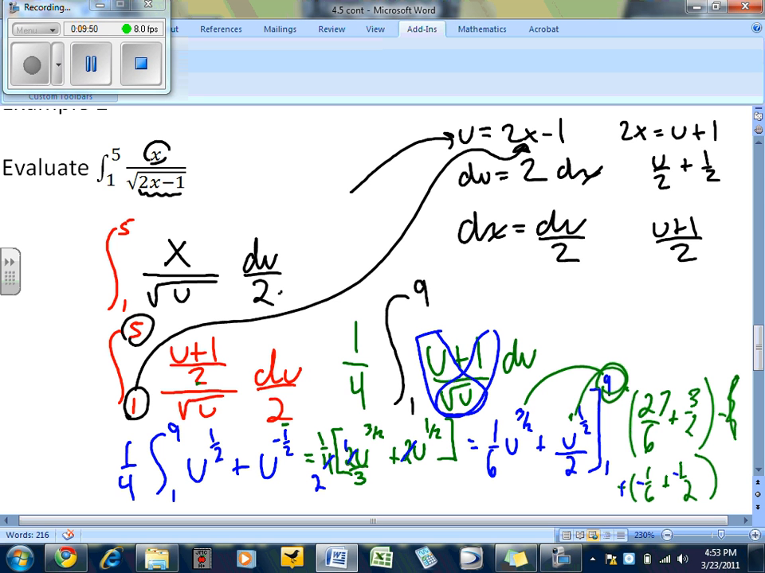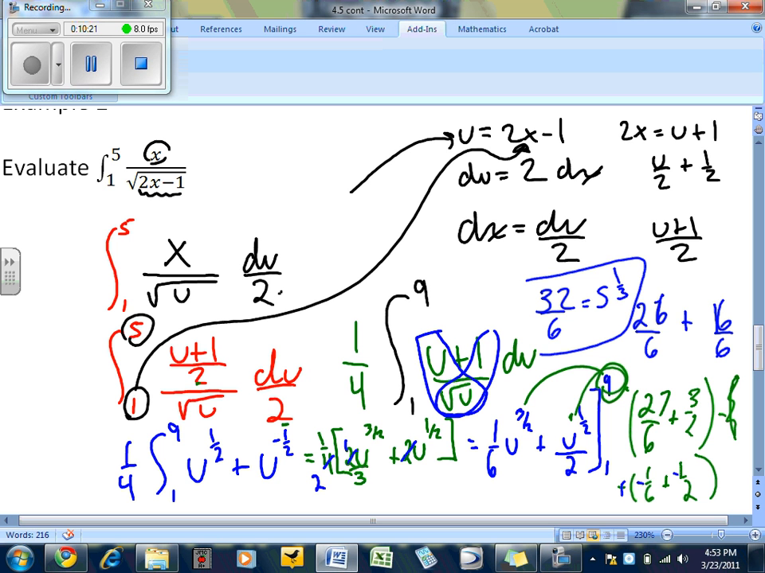Okay, so if I combine my 1/2 and my 3/2, I'm going to get what, 1? When I combine my 27 over 6 and my negative 1/6, I'm going to get 26 over 6. So now we add these, so this would be 6 over 6. So I'm going to get, what, 32/6? 32 over 6, which is 5 1/3.